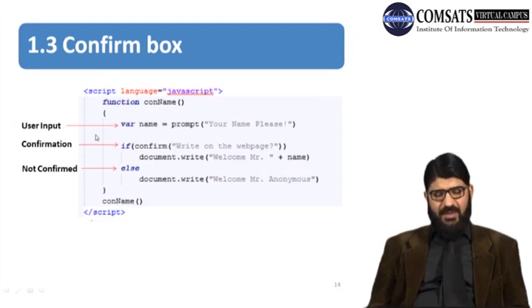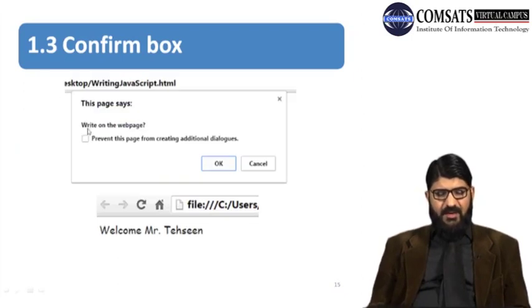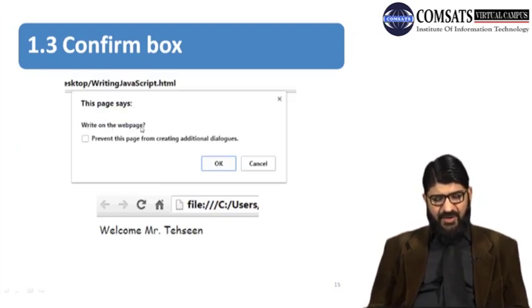So when we execute this, let's see what the output of the confirm box will be. Written on the web page, this is the confirm box. Either press the OK button or press the Cancel button. The OK button is pressed, so the value true is returned, and the if condition becomes true. So the code inside the if block for document.write is executed, and it is shown as an output, welcome Mr. Tessie.